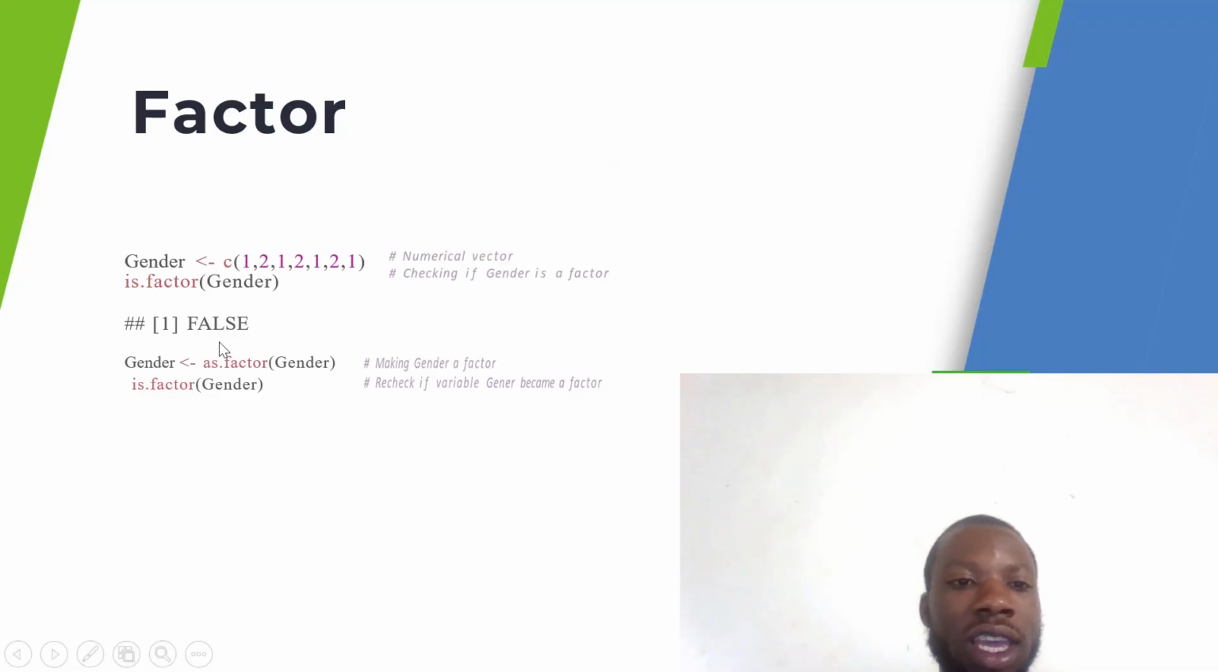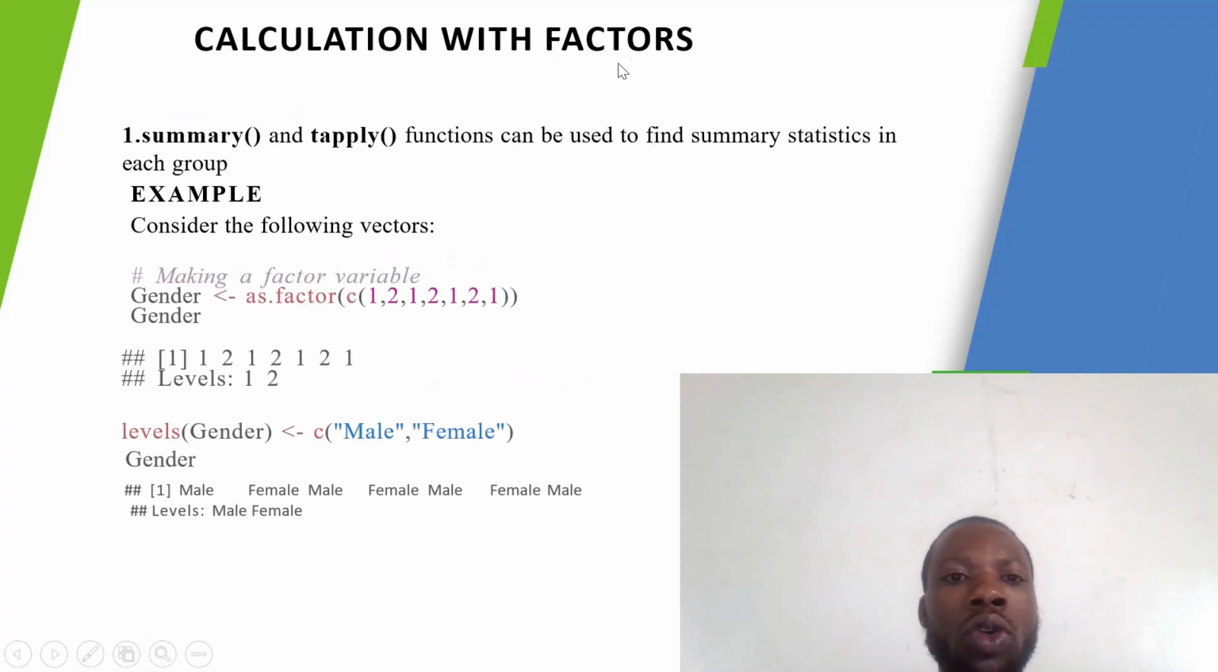But I can also use as.factor. If I say gender equals as.factor of gender, I'm making gender a factor. Once I check this again, I'm going to get true, because it is now a factor. So you can also make calculations with a factor. You can do summary statistics, and you can also do tapply.